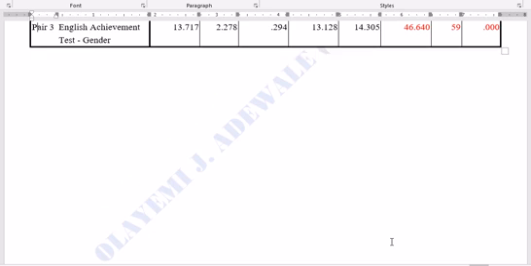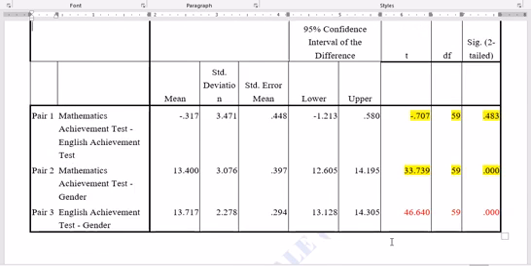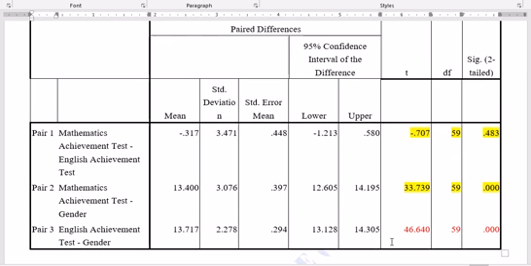That is where we will end part 2 of interpreting and reporting of our SPSS results. Thank you.